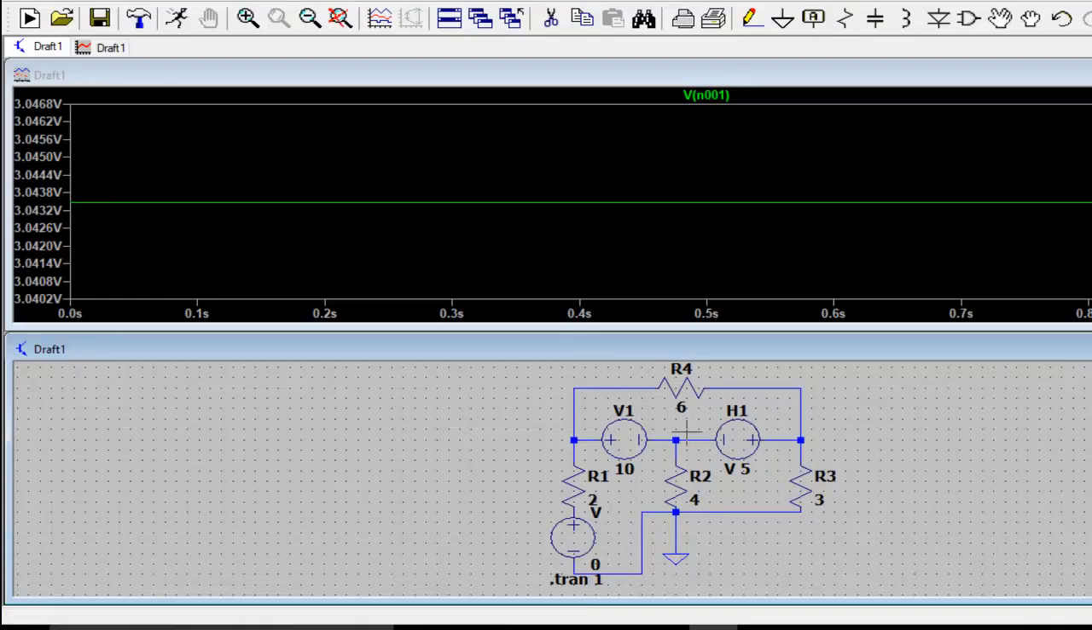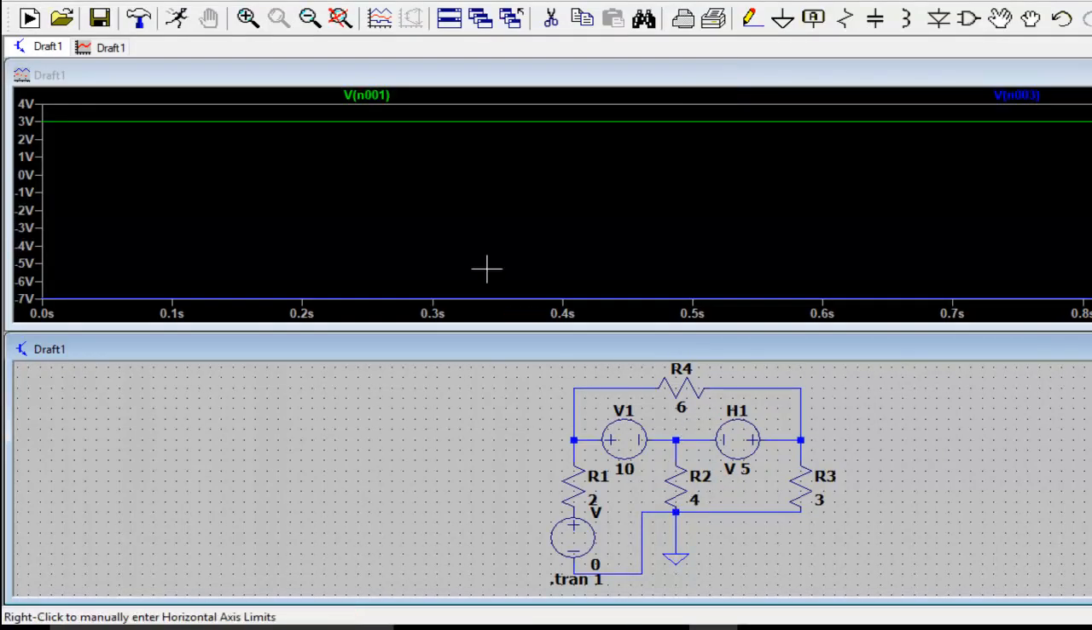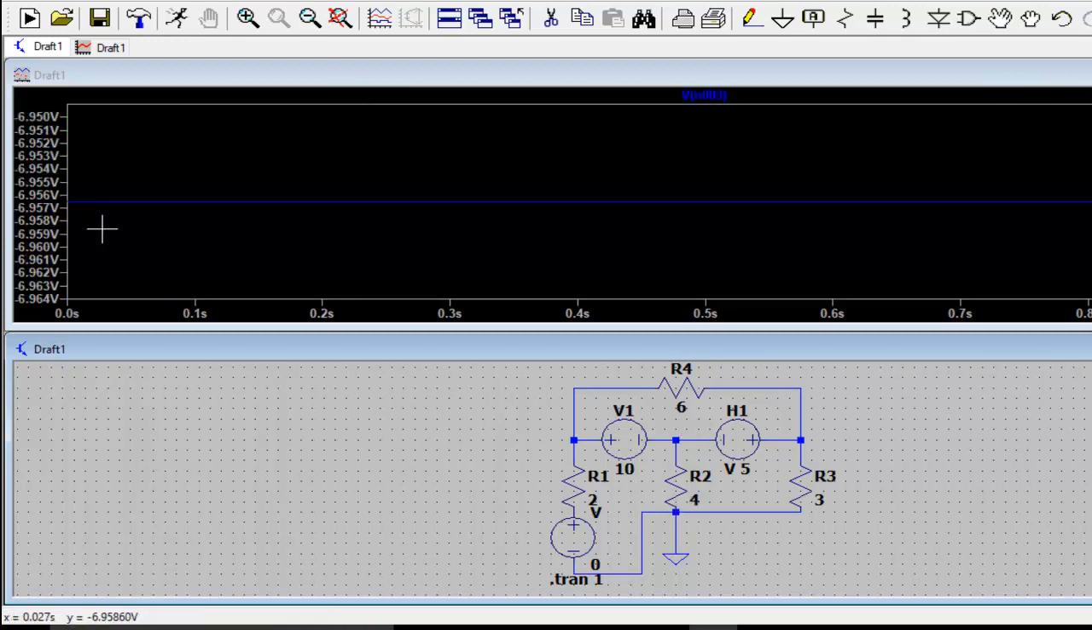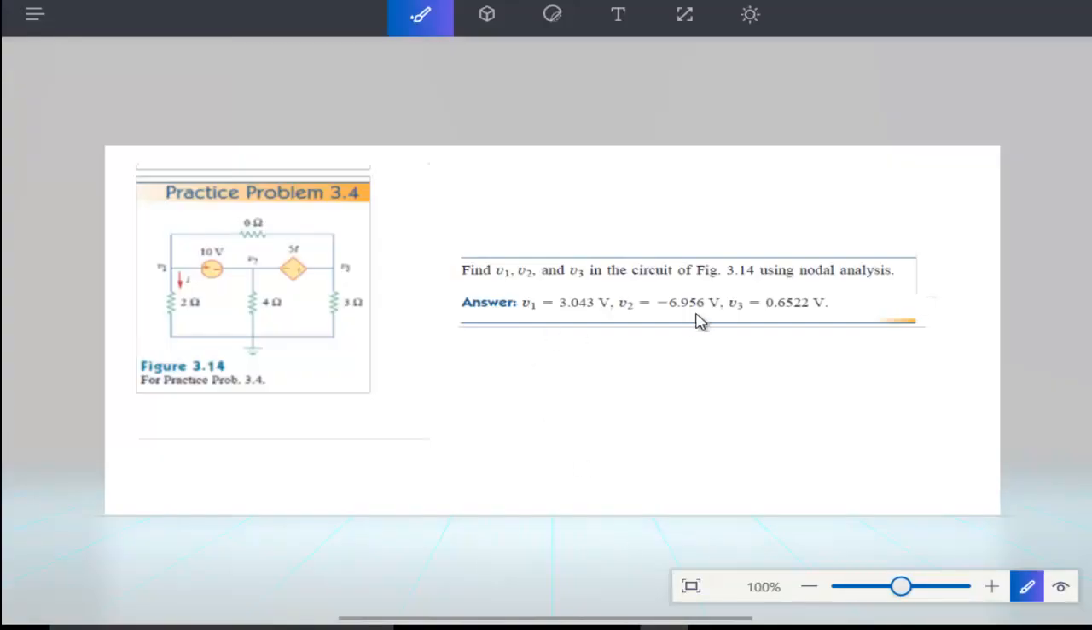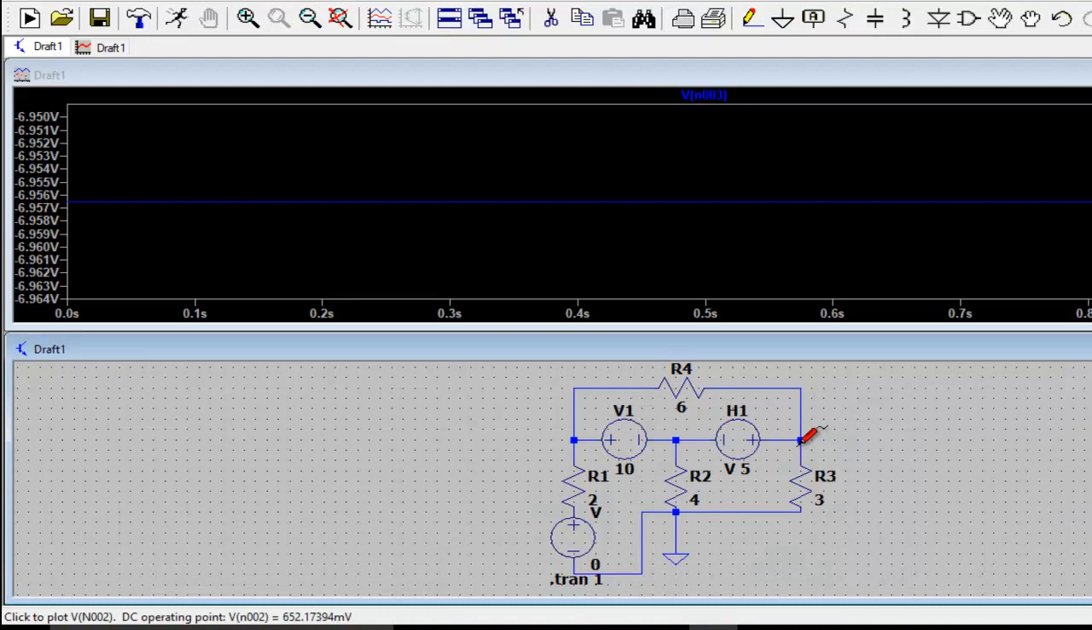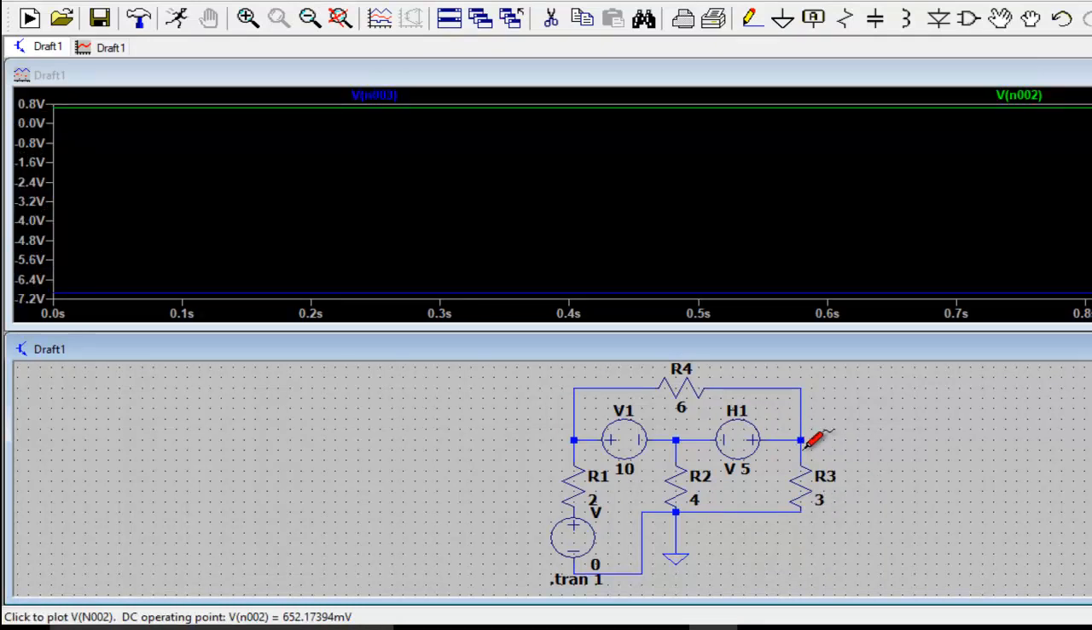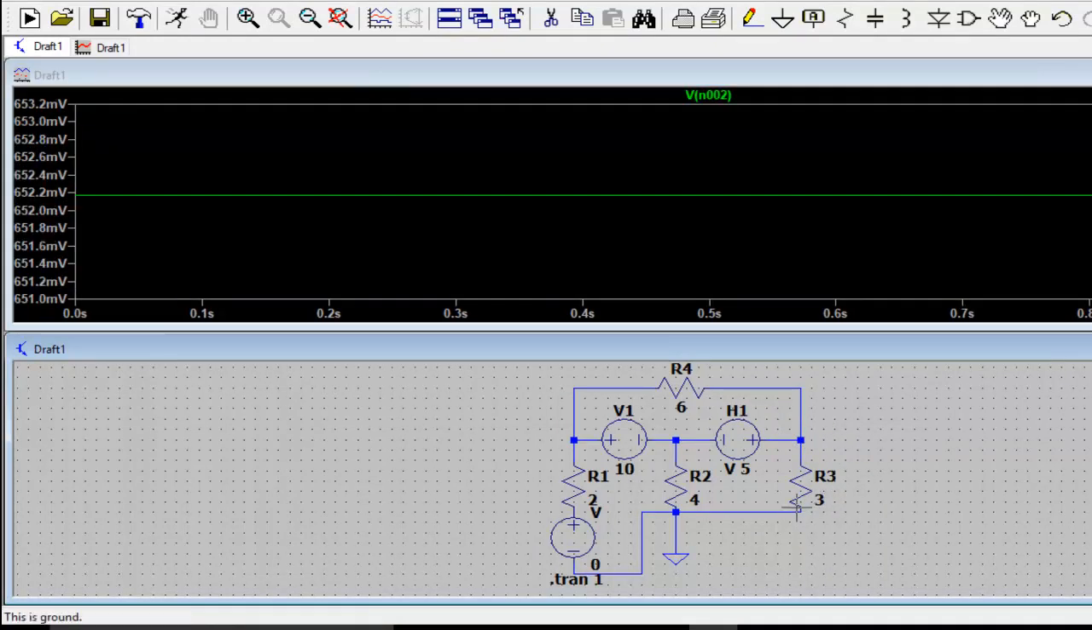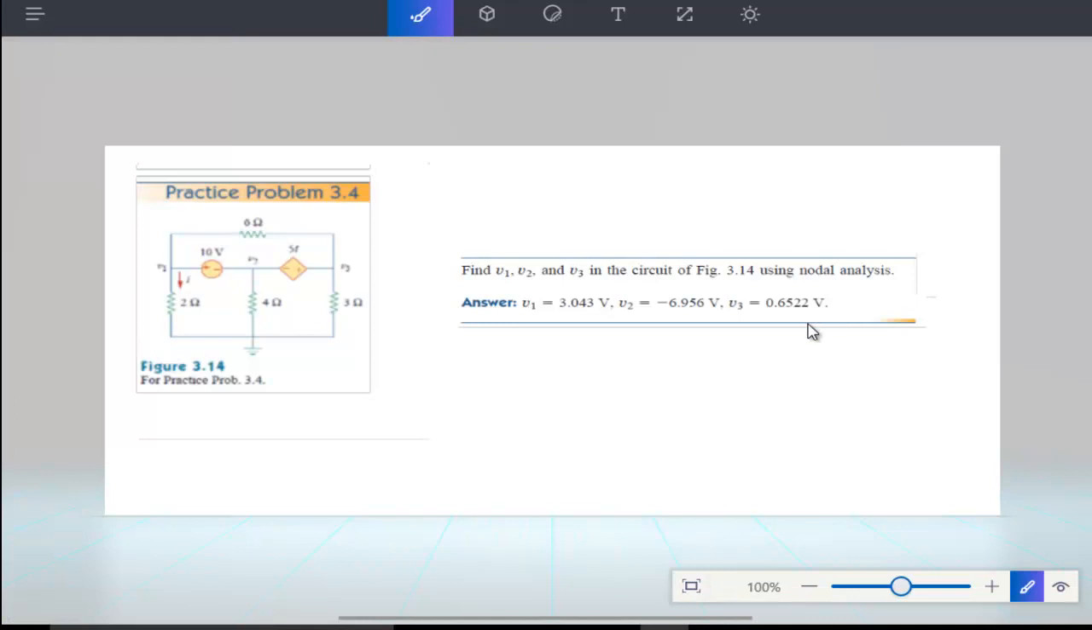Now I do for the second, and we are getting 6.95, which is 6.95, and for third we will get the voltage in milli. Okay, it is 652.2 millivolt. If we convert it in milli then we can get it 655. So that's all.